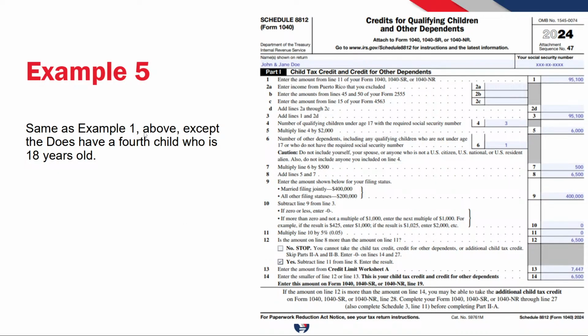Now we have the same as example 1, except that the family has a 4th child who is 18. So they've added in another person who qualifies for the other dependent credit.